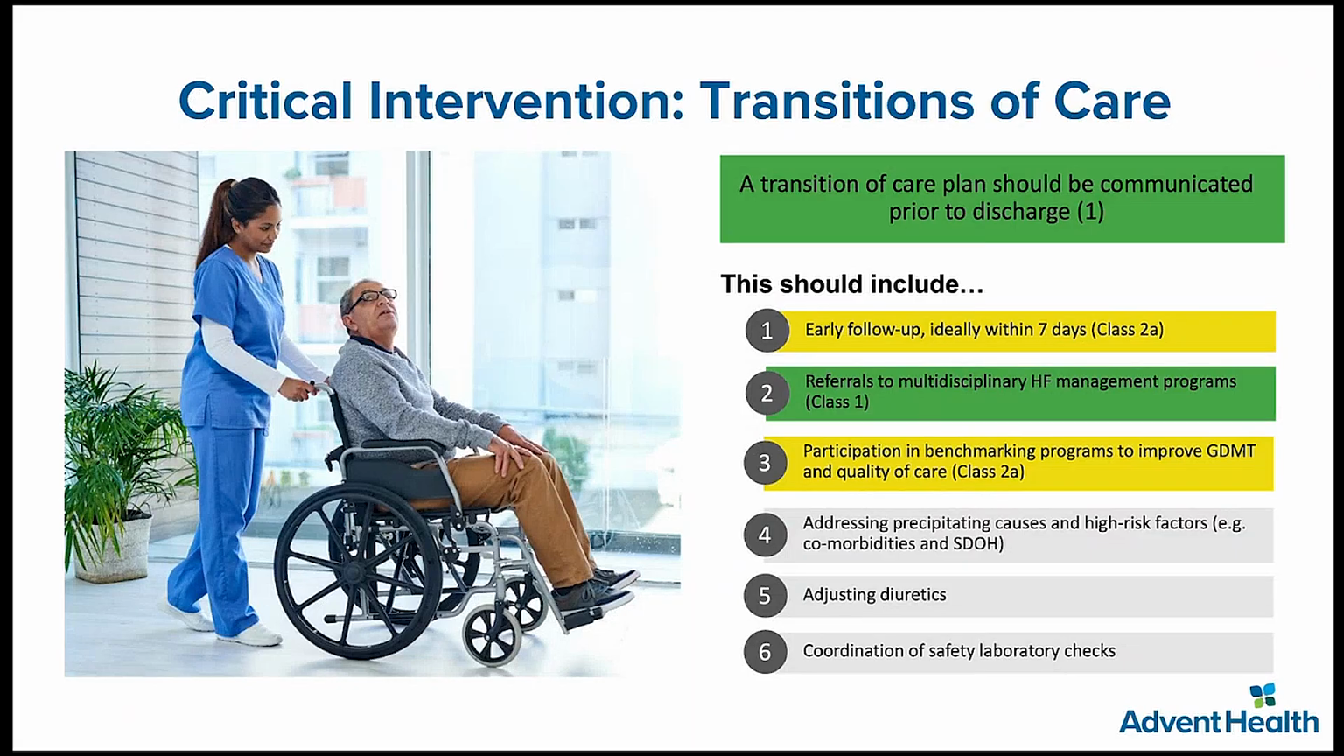It's also important to participate in benchmarking programs to improve GDMT because, as we've seen, GDMT makes a substantial difference in the patient's outcome. Other recommendations include addressing precipitating causes and high risk factors, adjusting diuretics as appropriate, and coordination of laboratory checks, which is particularly important because potassium is an issue with many of the GDMT, and patients should have some compliance with laboratory checks to make sure that they do not develop hyper or hypokalemia.